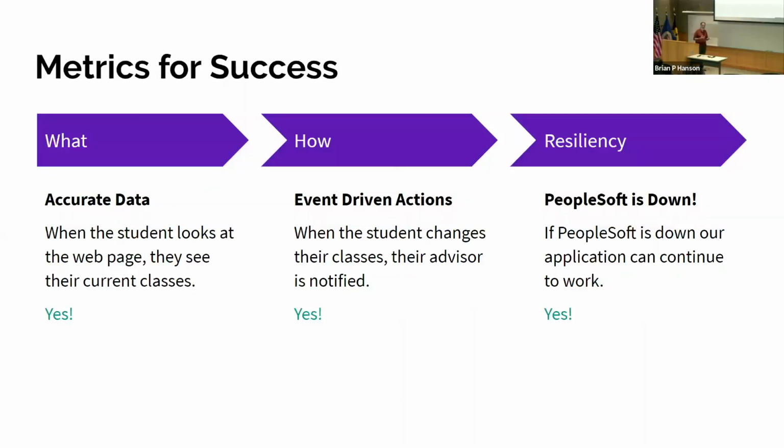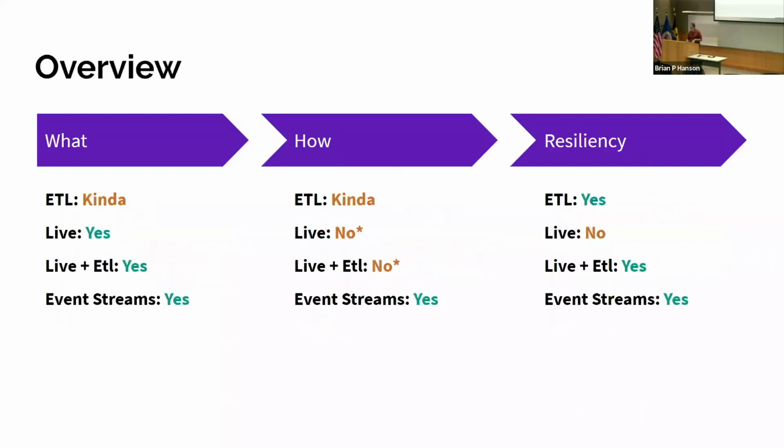But if you look at Kafka event streams and use metrics for success: do you get accurate data? Yes. Do you get event-driven actions? Yes. Do you get resiliency if PeopleSoft is down? Yes. So there's a trade-off there. I want to give a quick overview of the 4 techniques I talked about and how they work with the metrics for success. And yeah, that event stream, super great, but a lot of downsides with operational complexity. ETL maybe doesn't give you the freshness, but is a lot easier to spin up. The stuff in the middle is kind of in the middle.